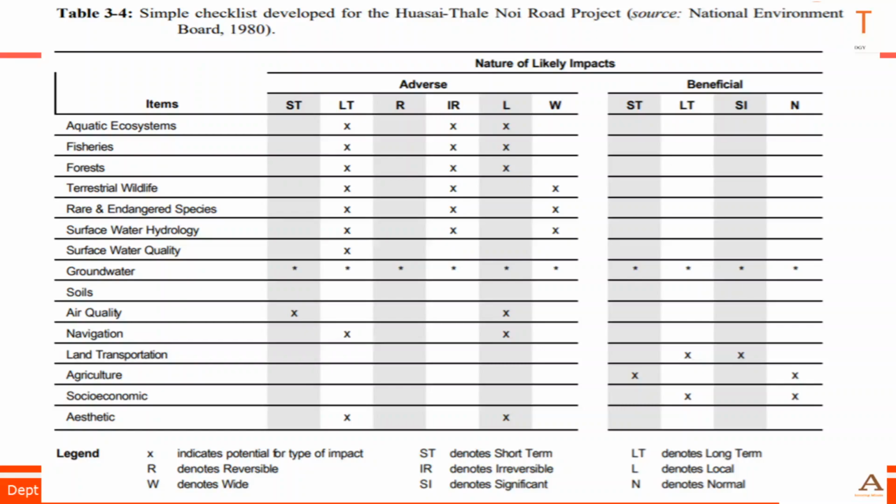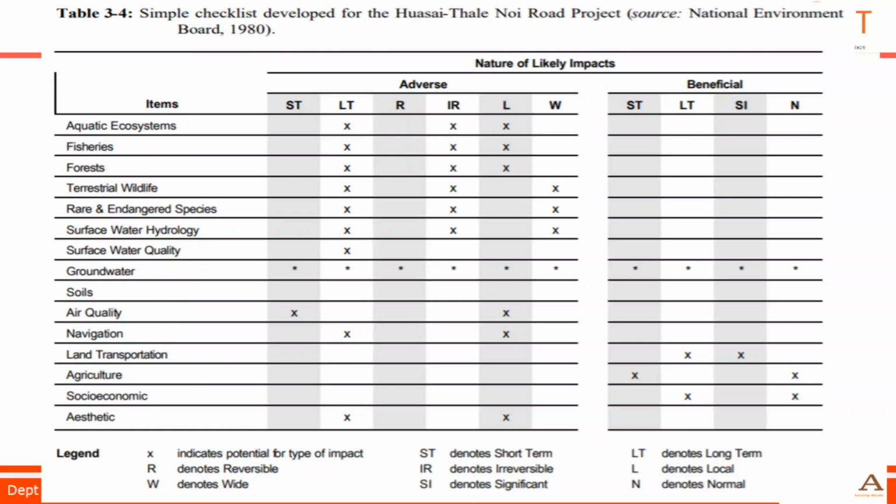Now what they are doing is they have again categorized the impacts into short term, long term, reversible, irreversible, local and wide. In case of beneficial, short term, long term, significant, and normal. Then what they're doing is they're simply ticking off which environmental factor comes into long term, which comes into short term, which is reversible, which one will have irreversible impact. So that's what they're doing.